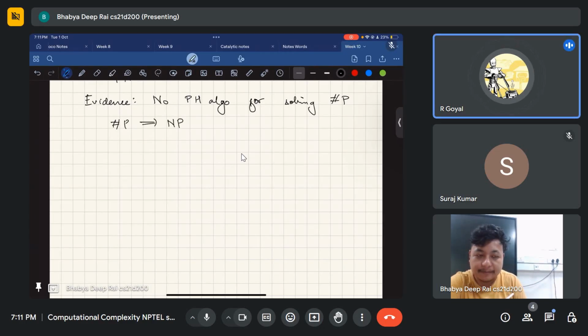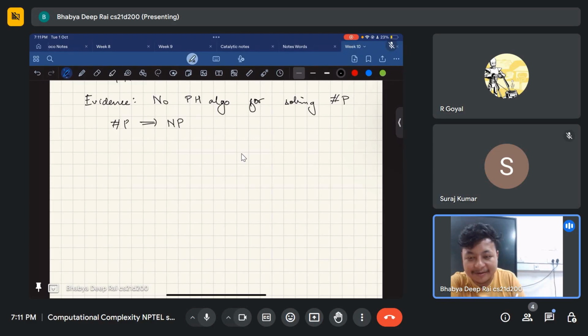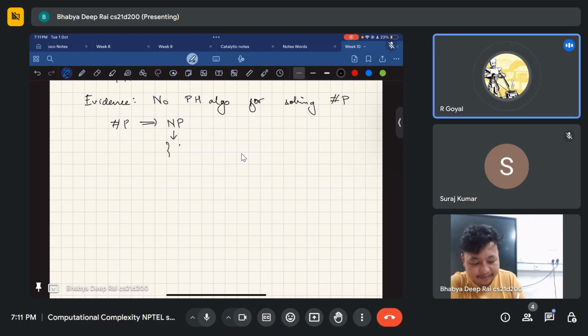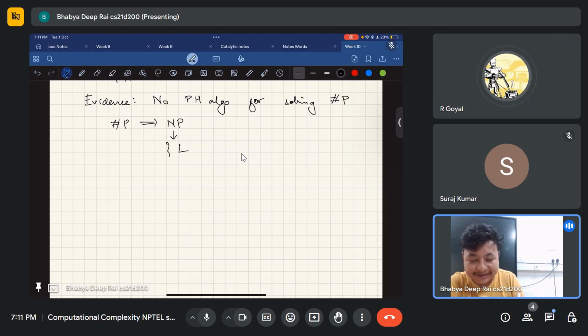But don't we have such a situation that NP is a subset of sharp P? Because if we have one solution, then the problem has already been solved. Yes, but look at it in terms of formal mathematics. NP is a set of languages. What is sharp P? It is a set of functions.